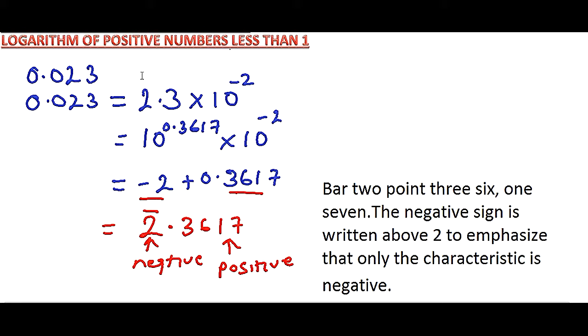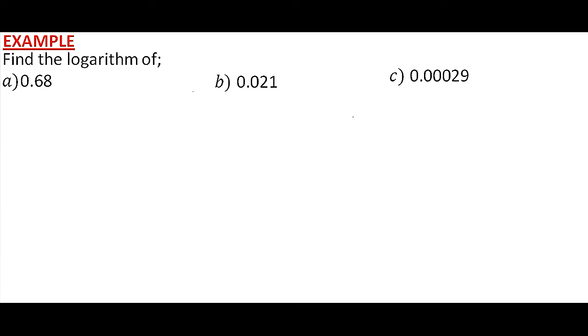So we are going to do a few examples to see whether we have understood what we are talking about. In this example, we will find the logarithm of 0.68, part B 0.021, and part C 0.00029. So we start with A. What we need here is to express 0.68 to the powers of 10. So let's say 0.68 is equal to 10 to power x. Once we get x, we should be able to get the logarithm. So we write this in standard form.